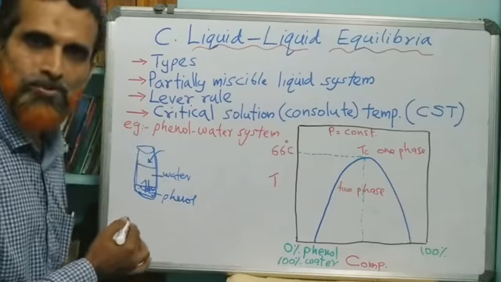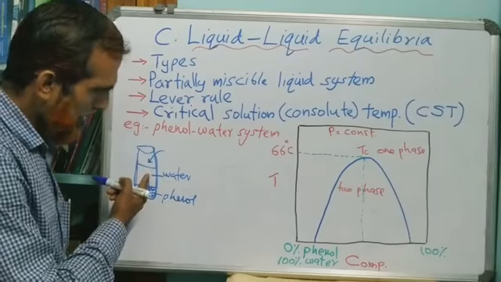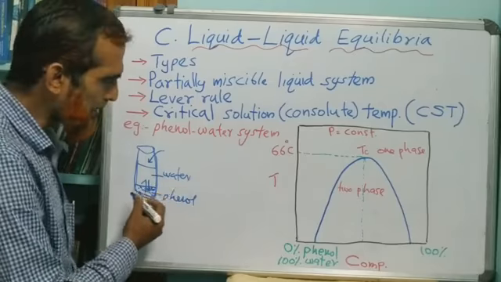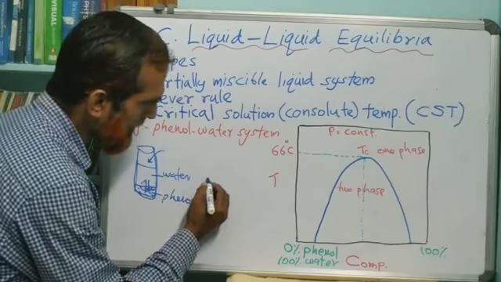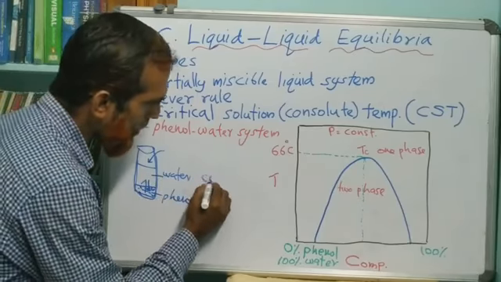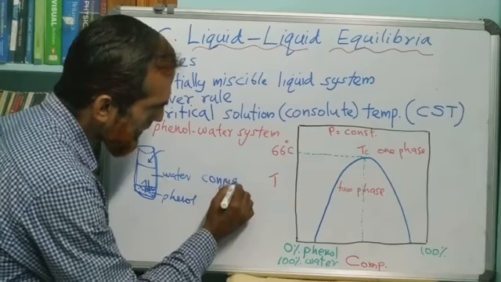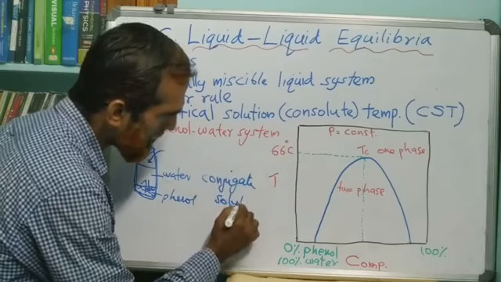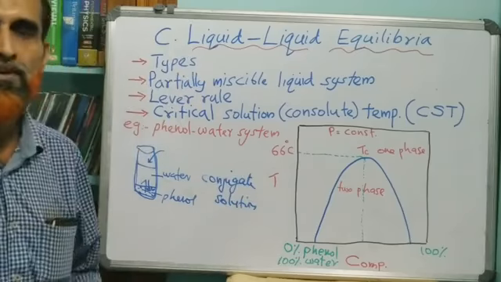Now these kinds of solutions, which are in equilibrium for a partially miscible liquid system, these two solutions are termed conjugate solutions. These are called conjugate solutions, which are in equilibrium.